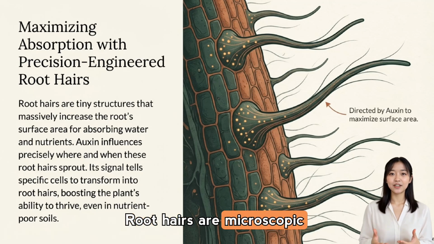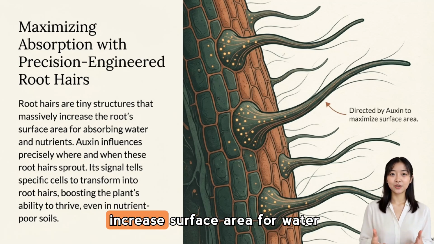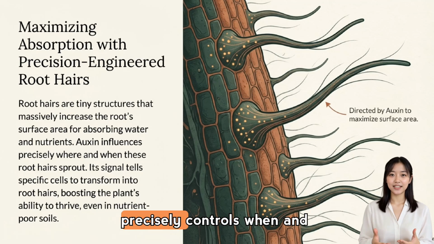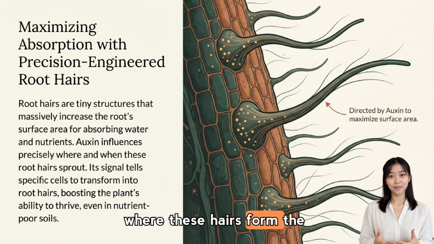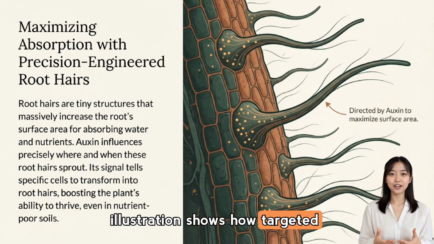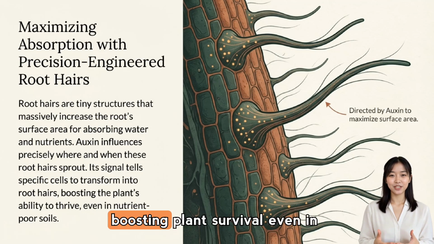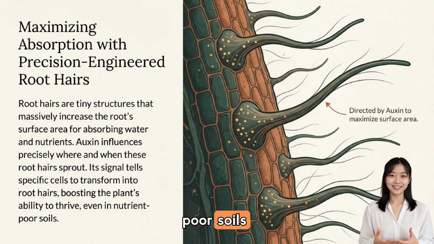Root hairs are microscopic powerhouses that dramatically increase surface area for water and nutrient uptake, and auxin precisely controls when and where these hairs form. The illustration shows how targeted auxin signals turn specific cells into hair-producing cells, boosting plant survival even in poor soils.